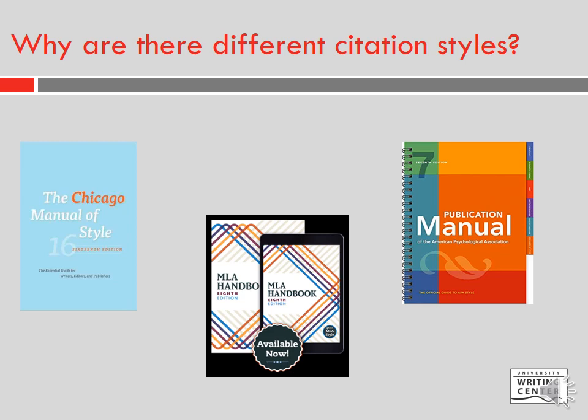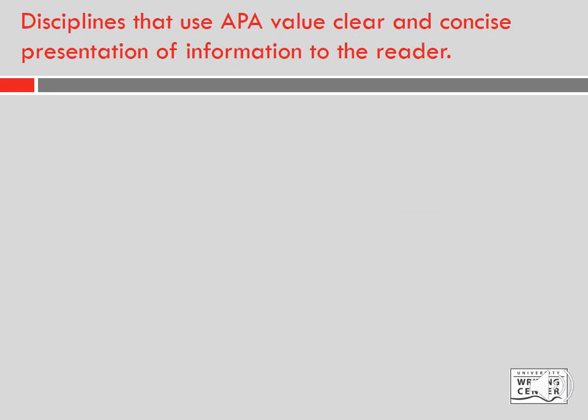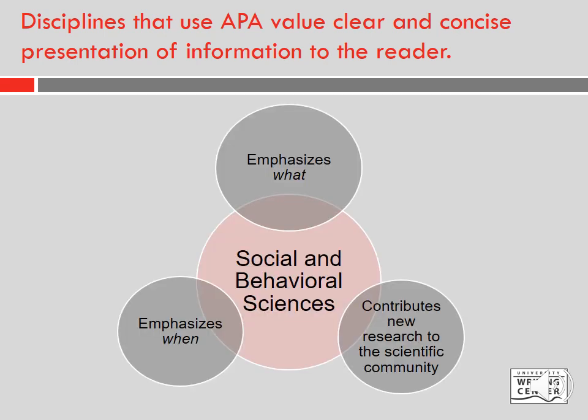Different ways of citing sources generally correspond with the values of disciplines or the categories of disciplines. Let's start looking at how APA's values are demonstrated through its citation requirements. Disciplines that use APA value clear and concise presentation of information to the reader. Several disciplines in the social and behavioral sciences, such as psychology, social work, and political science, will use APA. However, use of citation systems varies from department to department, so you should always ask if you are unsure of which citation style to use.